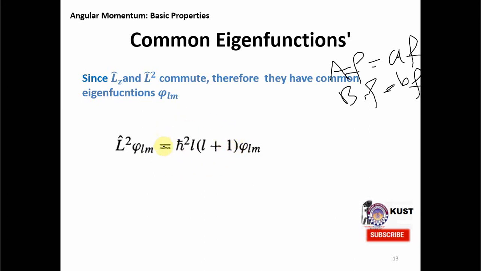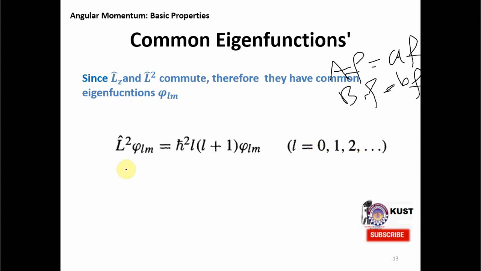and this is the eigenvalue. Why this is h bar square L into L plus 1, you will know during the second lecture where we will derive this equation, but at the moment you can just take it as it is and see that the eigenvalue is h bar square L into L plus 1, where L is some integer going from 0, 1, 2 to infinity.